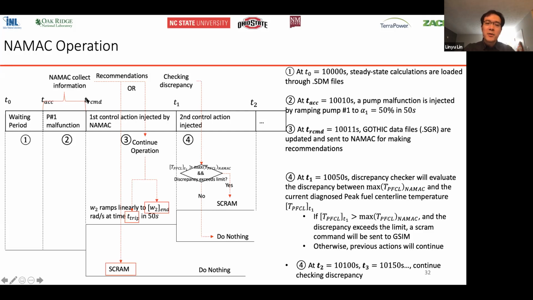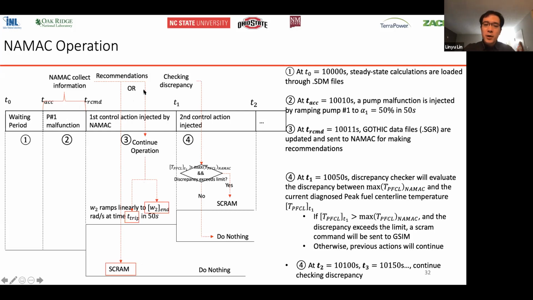After this accident injection time, NAMAC starts to collect information. Then at the recommendation time, NAMAC will make a recommendation based on the information collected between the accident time and the recommendation time. There are 2 types of recommendation. The first type is to continue the operation, but ramping up another available pump to an omega-2 end speed starting at the trip time. Or we could also recommend to scram the reactor if the situation is too severe.